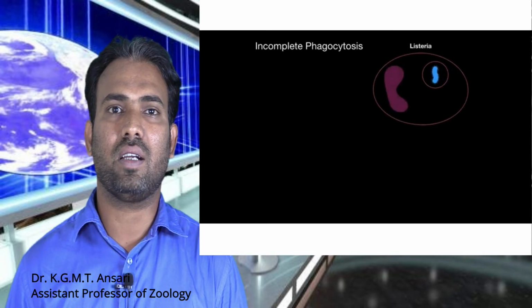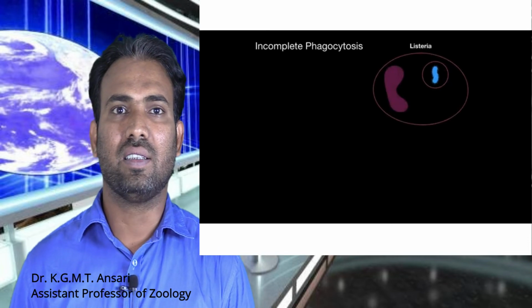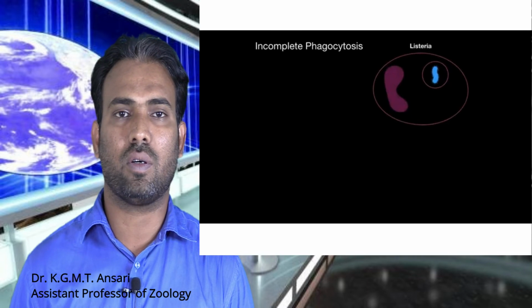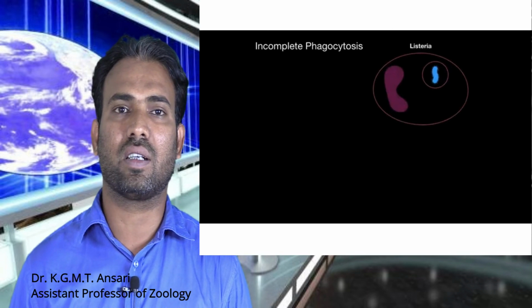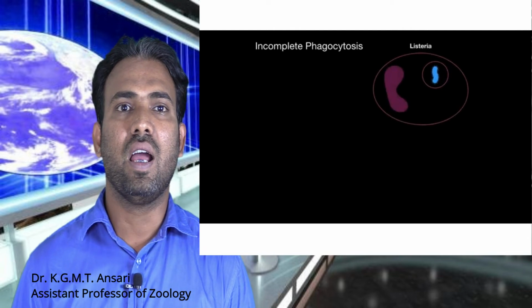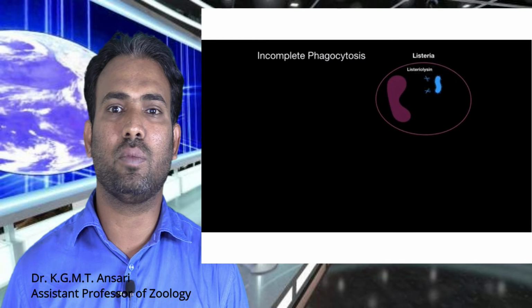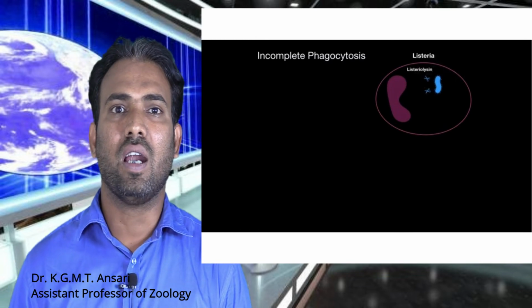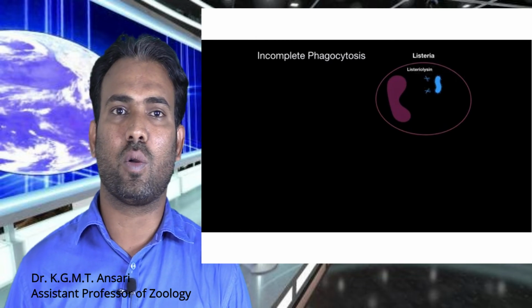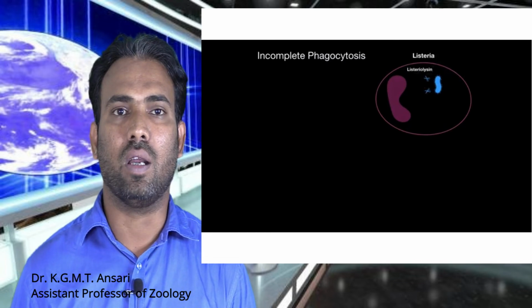Then before going to the phagosome step, once the Listeria microorganism enters our body and enters our macrophage cell, it will produce the enzyme known as listeriolysin, and then cut the temporary cell wall.